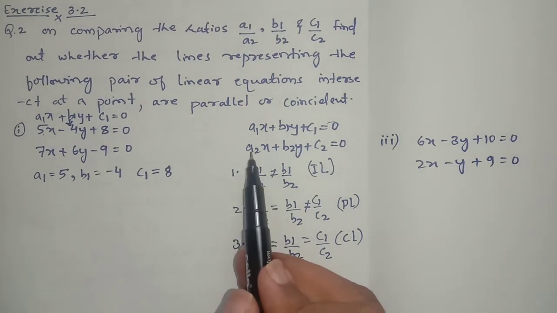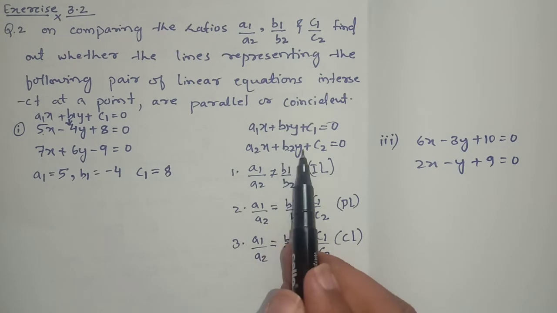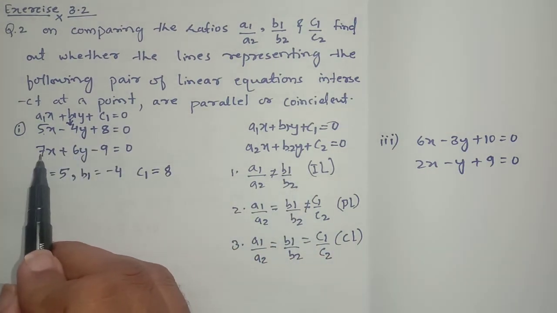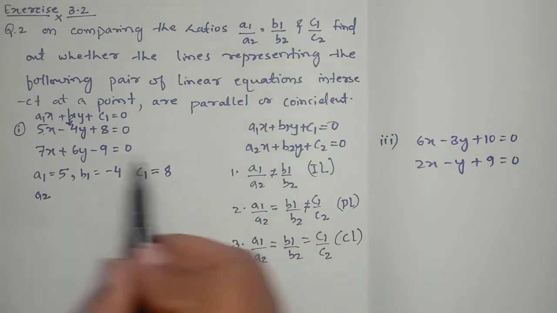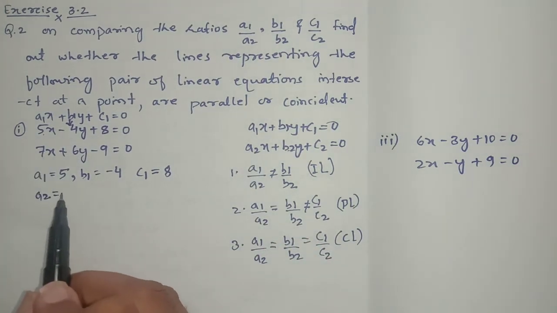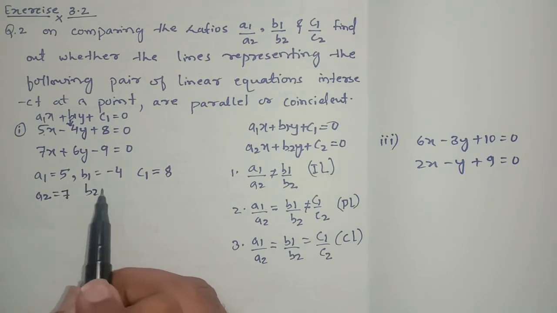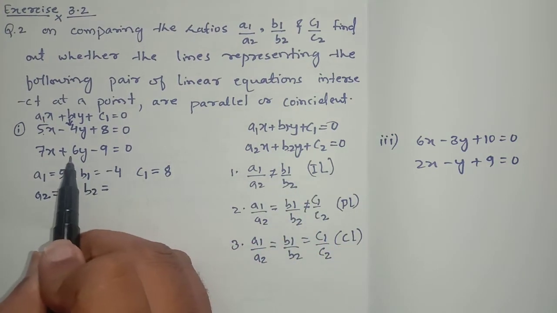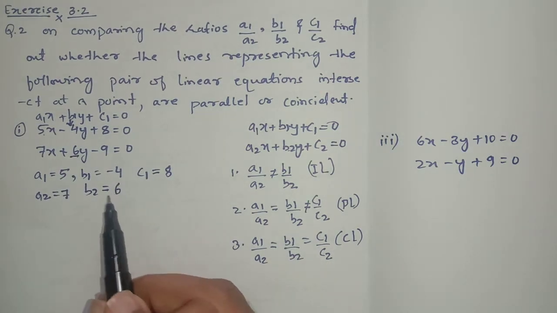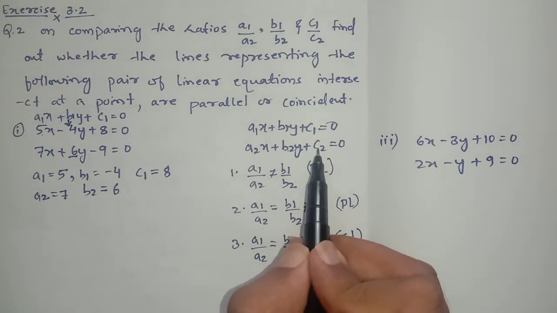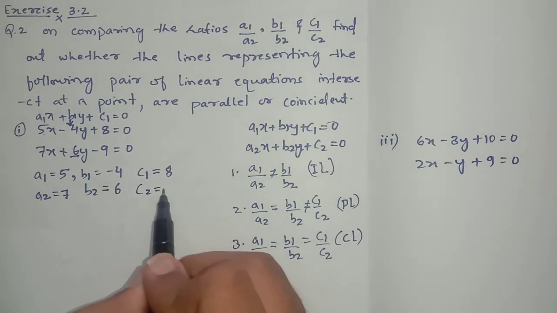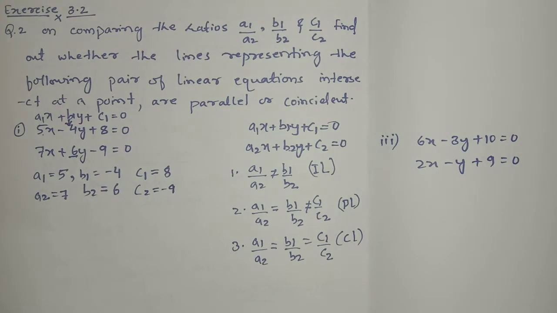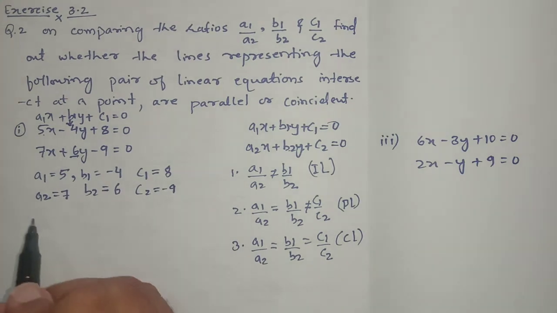Now compare the second equation with the second standard equation. Coefficient of x is a2, in place of a2 we have 7, so a2 is equal to 7. In place of b2 in the second equation we have 6, so b2 is equal to 6. And in place of the constant it is minus 9, so c2 is equal to minus 9. Now let's find these values.